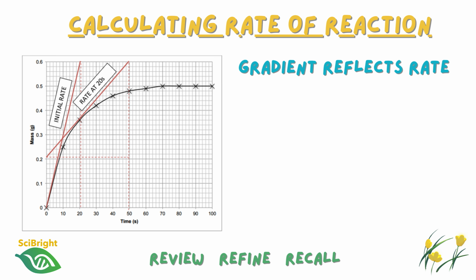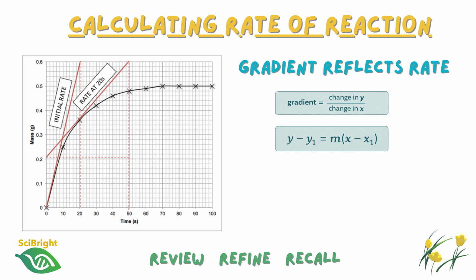You should know that the gradient on a graph showing time against volume or mass of product or substrate reflects the rate of reaction. The steeper the gradient, the faster the rate of reaction at that point. You should also recall that we can work out the average rate of reaction between 2 points by taking the change in y divided by the change in x.